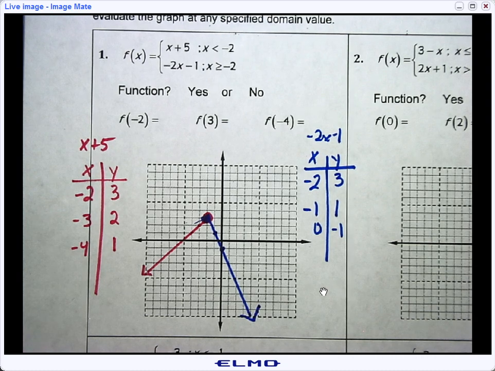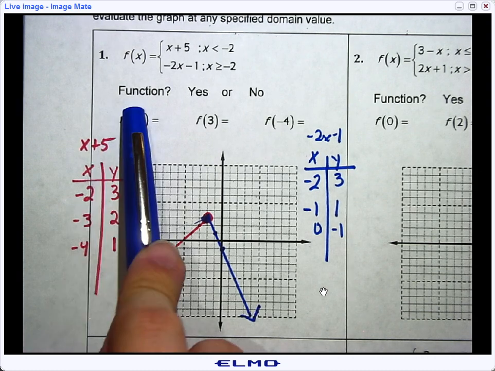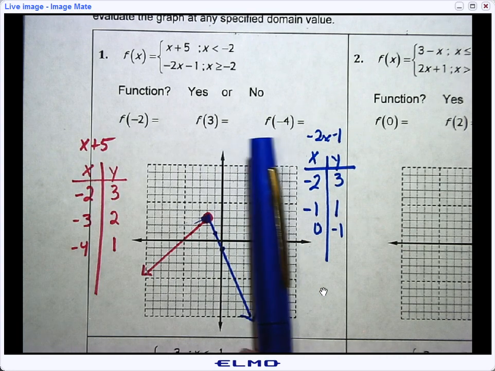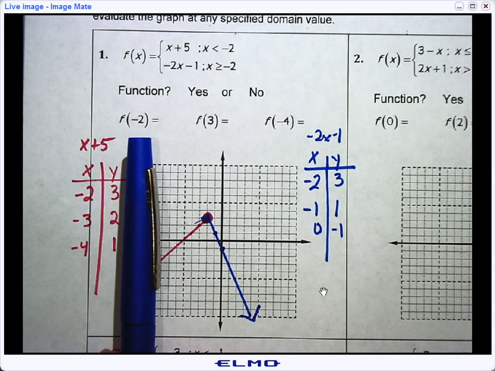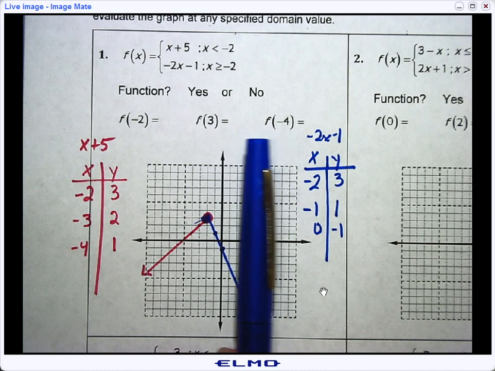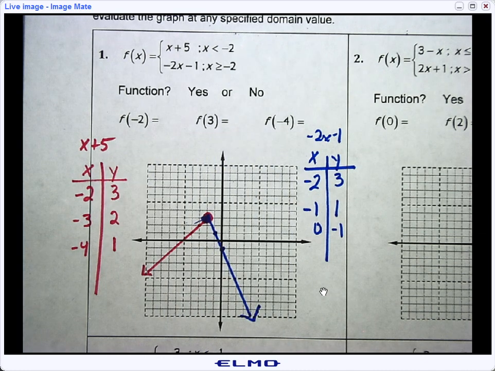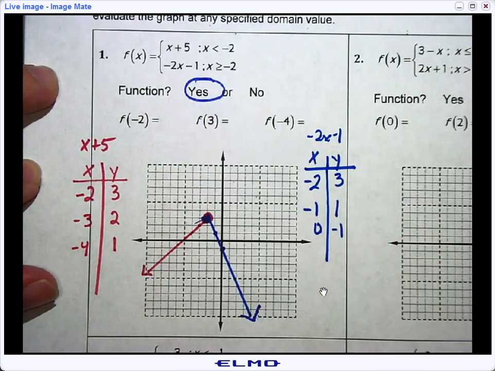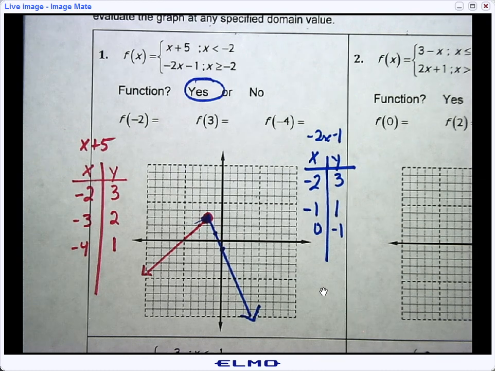To answer the question whether this is a function or not, you simply try and determine, does it pass the vertical line test? In other words, does your vertical line hit that graph in more than one place at a time? The answer is no, it does not. So it passes the vertical line test, which means yes, this is a function. Now we're going to evaluate the function for those specific values.